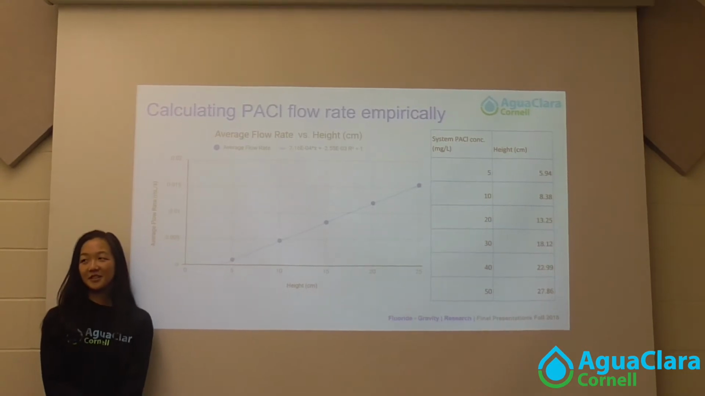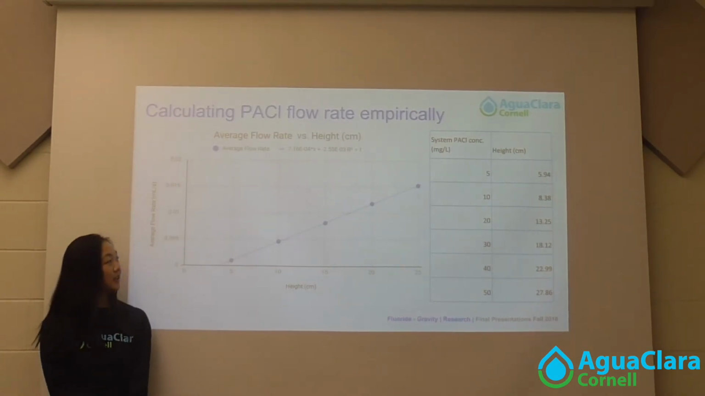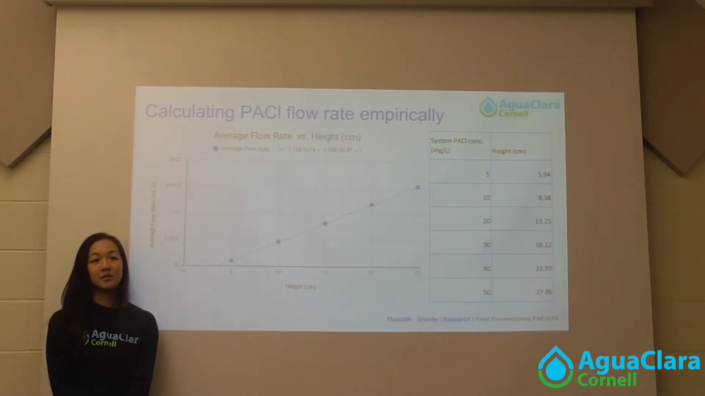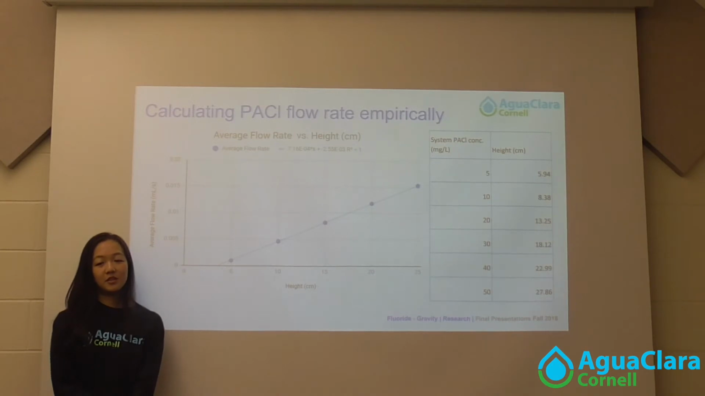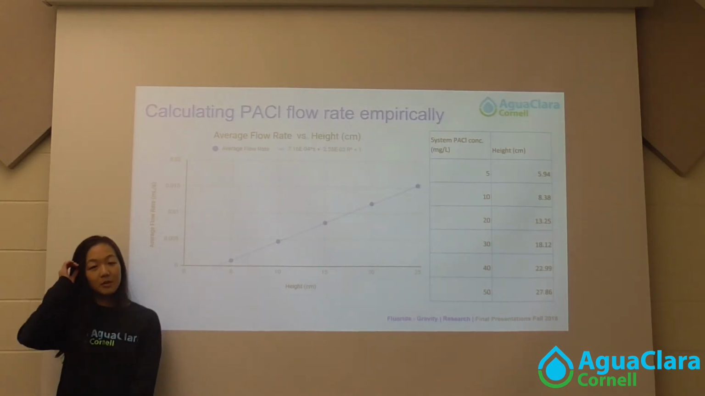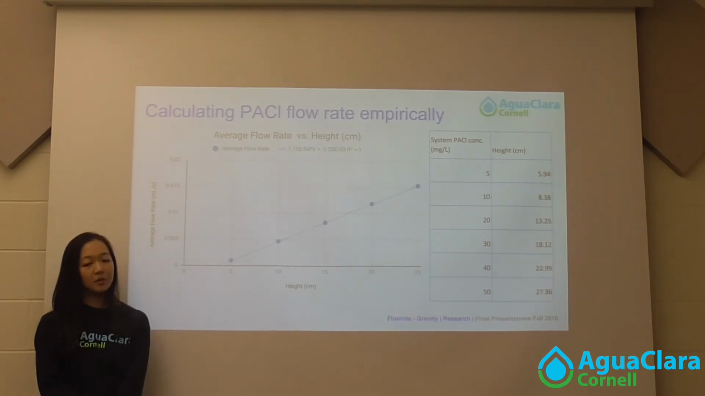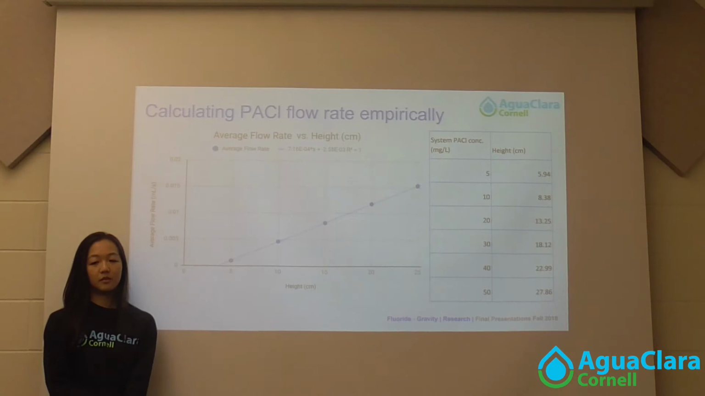After accounting for these inconsistencies, we measured the flow rate empirically to establish a linear relationship between the system pack concentration and height. So what we did is we marked different heights and counted the number of drops per time to get a flow rate, and then we used the equation we got to calculate the height needed for the desired system pack concentration.